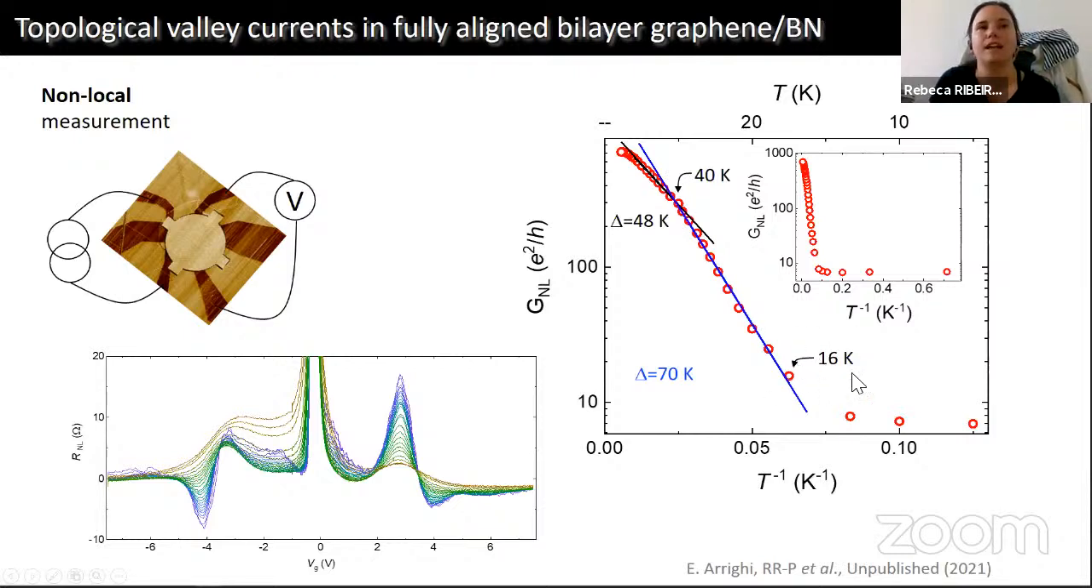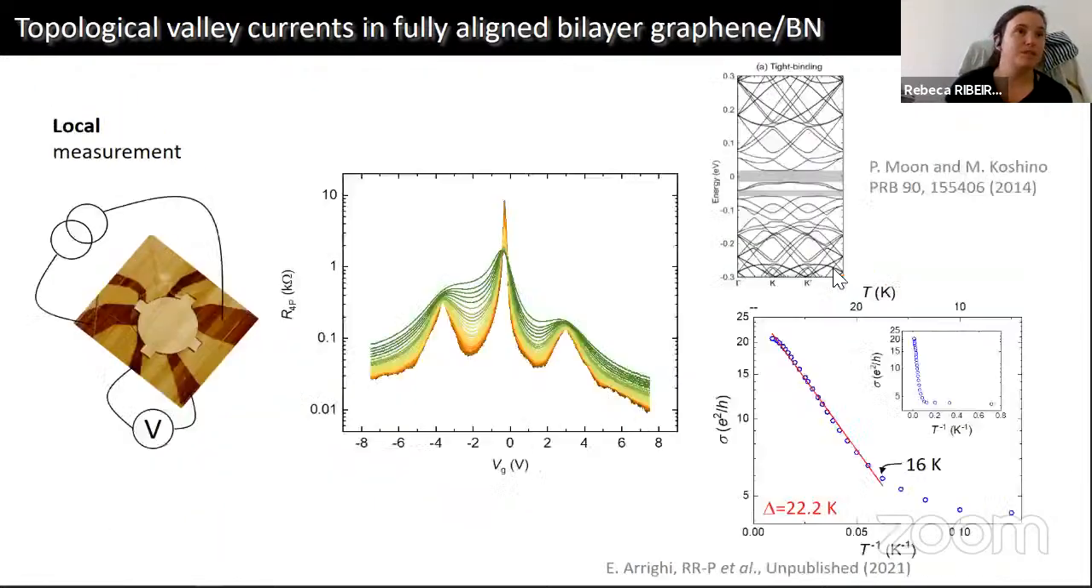And that stops again at 16 K. And after 16 K, we have the same behavior as in the local resistance, just hopping. So a very, very slow decrease on the resistance, on the conductance, sorry. Well, but this does not say much about the topological currents.